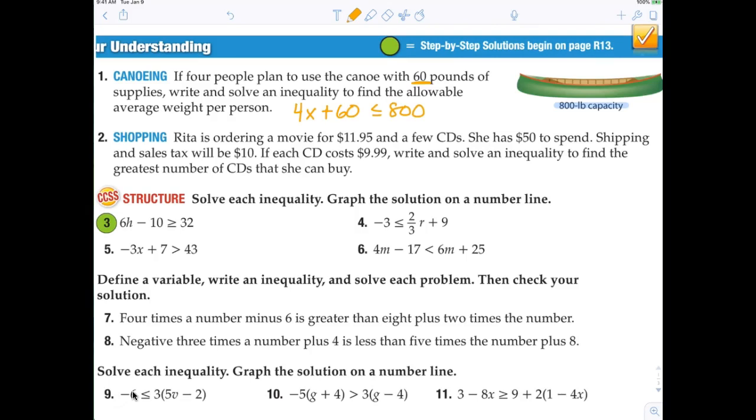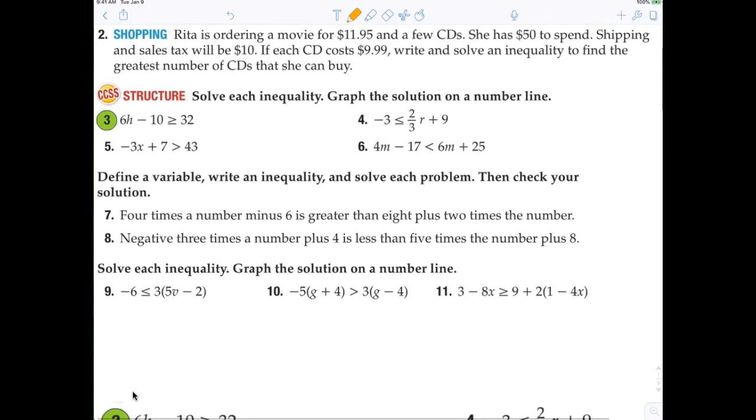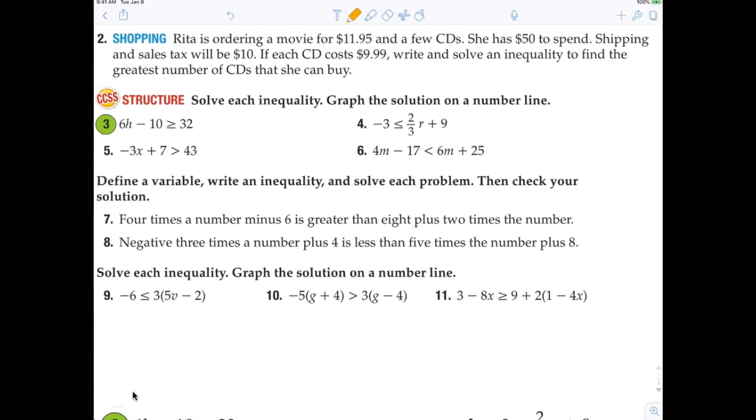Now, does anybody have any question with 4x plus 60 has to be less than or equal to 800? I'm not going to ask you to solve that right now. We're just going to write the equation. Now that you did that so well, let's see about number 2. Read number 2, and as you're reading it, think about an equation and try to write an inequality for that statement right there.